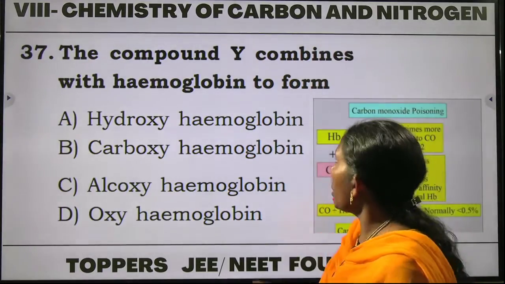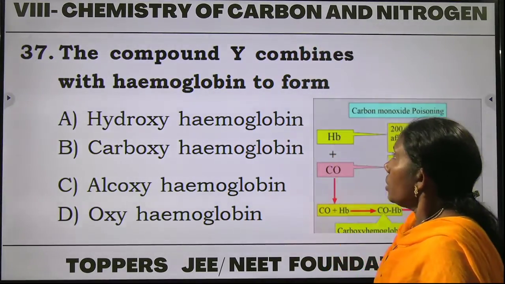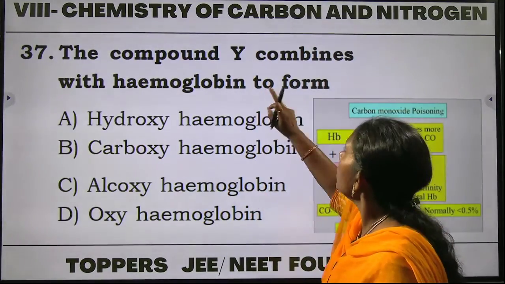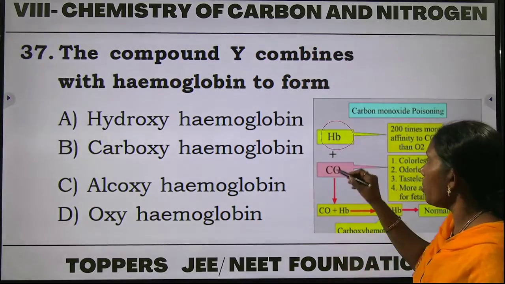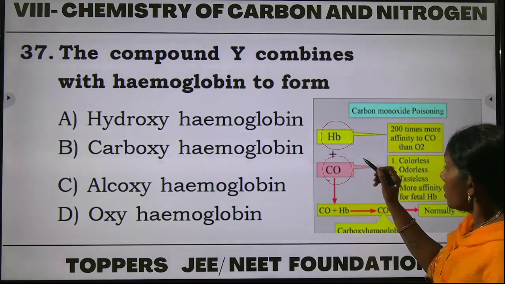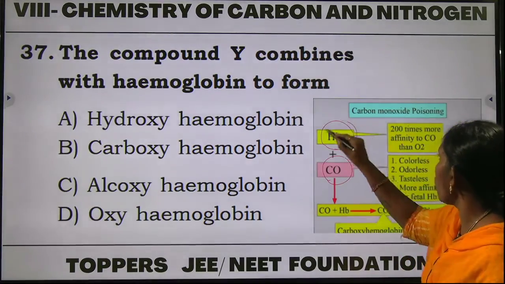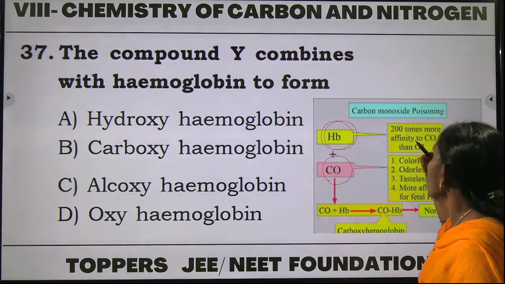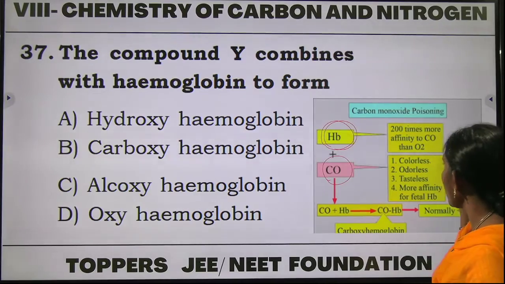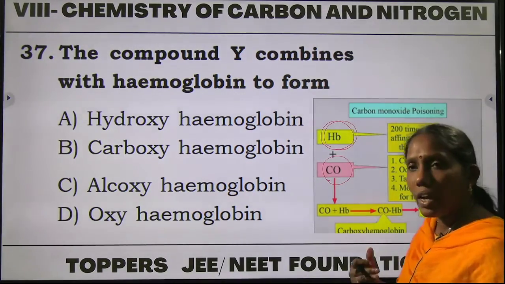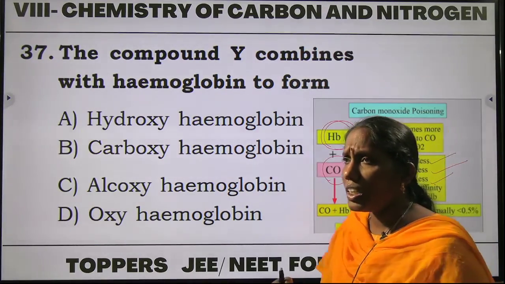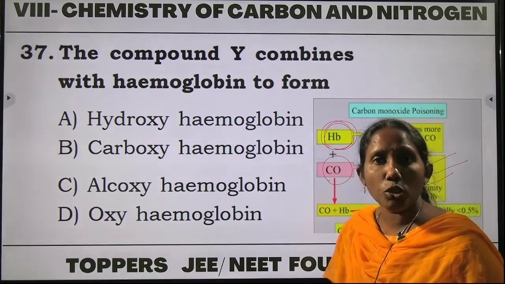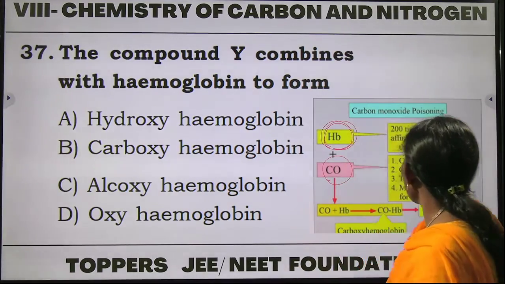Coming to the next question. The compound Y combines with hemoglobin to form what? What is actually the compound Y? You can see the compound Y is clear here, that is carbon monoxide. Hemoglobin has 200 times more affinity to carbon monoxide than oxygen, meaning it reacts faster with carbon monoxide than with oxygen. Carbon monoxide is colorless, odorless and tasteless.